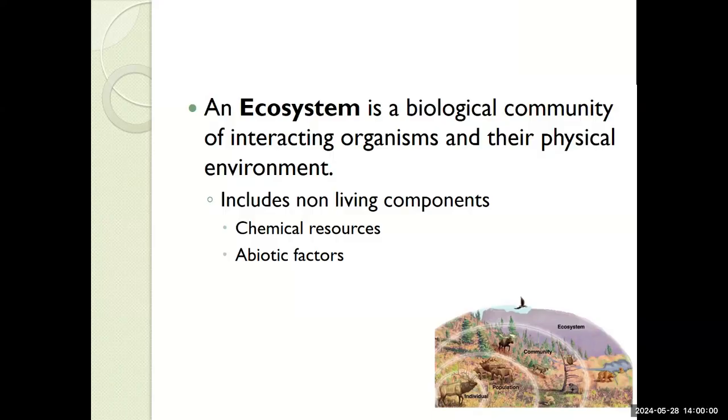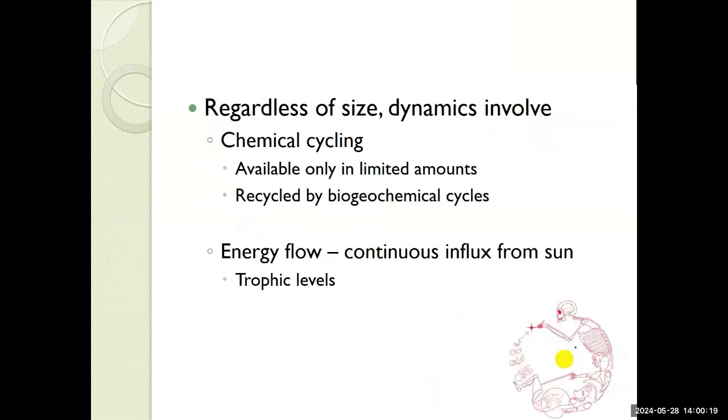Recall that an ecosystem is both the living organisms and the surrounding environment. It includes non-living components such as chemical resources and abiotic factors like temperature and annual rainfall. Regardless of the size, ecosystem dynamics will involve chemical cycling, as many of these elements are only available in limited amounts and therefore need to be recycled by biogeochemical cycles that help pass them from one organism or phase of the environment to the next, as well as energy flow.